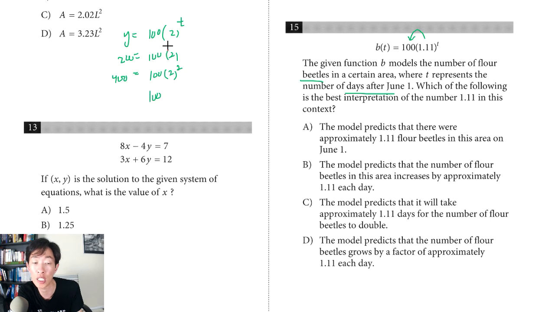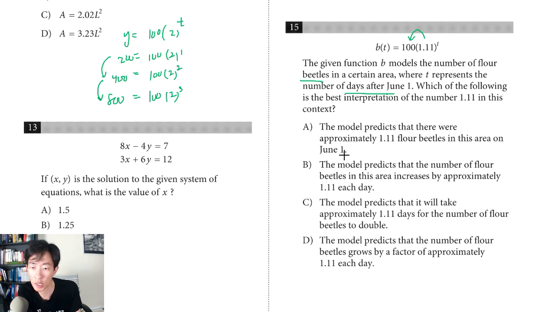On day 3, it's going to double again. 2 to the third is 8 times 100 is 800. So notice that each time the day changes, 1, 2, 3, we double the population, 200, 400, 800. So in this case, we're not doubling the population, we're multiplying it by a little more than 1. So we'll just keep that in mind.